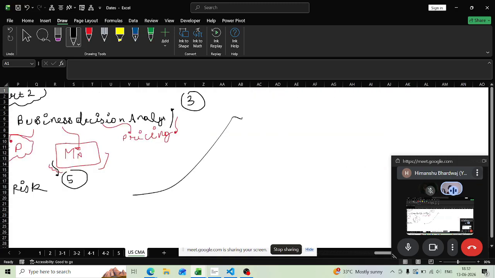Once we are done with section number D, we'll start section E. Okay, section E is mostly about how you are allocating your capital. Okay, so it's capital investment decision. We have a similar chapter in part 1, but it is financial investment decision, right, where I'm investing my money in bonds, stocks, and bonds.